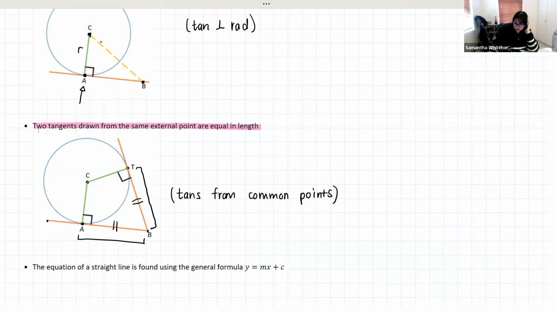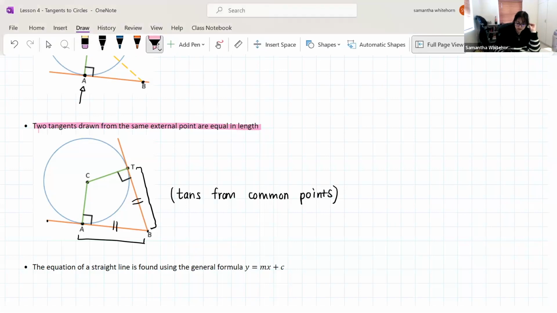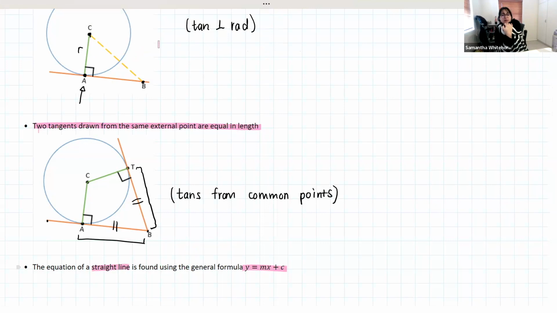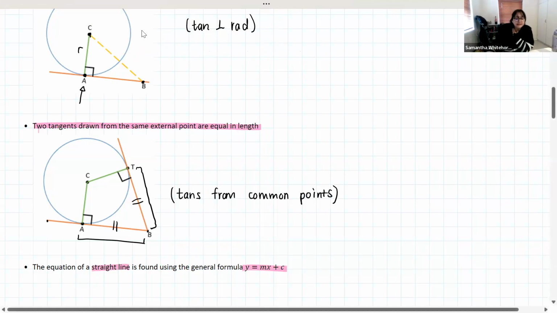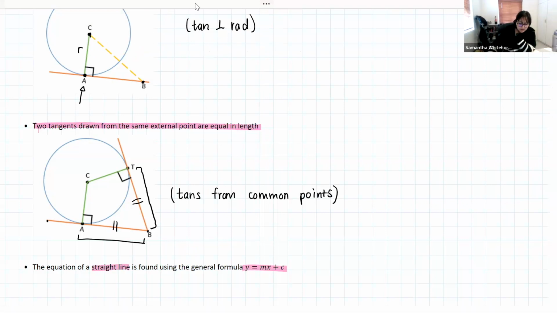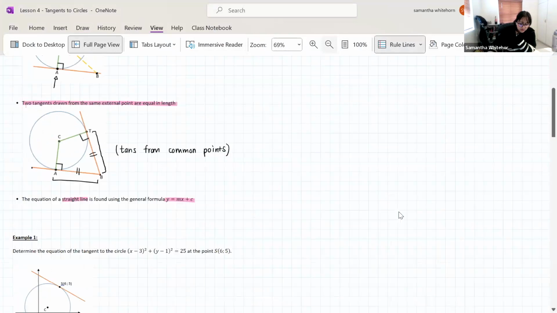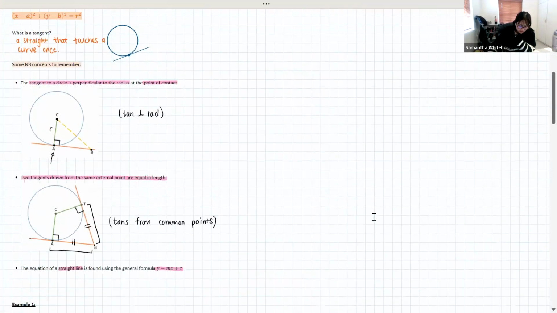Right, and then the last thing that's really useful for us to know is the equation of a straight line, which is what I said earlier. So a straight line is found using the general formula y equals mx plus c. And you've been learning this since grade 9, so it's not new. But it's going to be really important that we can now incorporate all three of these useful little bits that we've learned throughout maths in these coming questions. So I'll just do that for you guys to take a screenshot, and then we'll have a look at our first example.